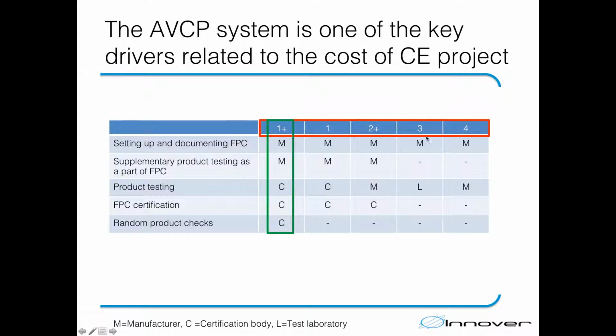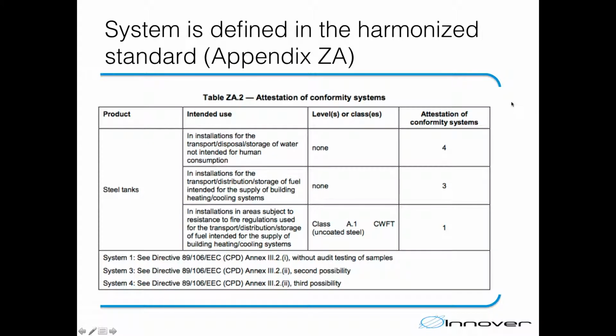But you don't have to decide this for yourself, because this is actually given out in the standard in very specific terms. Especially it's given in the Appendix ZA of the harmonized standard. So here we have a harmonized standard's Appendix ZA, and here we have the table ZA2 that deals with the attestation of conformity system. So this is the AVCP systems, and here we have the product that this deals with. It's called steel tanks, and here we have the different options.